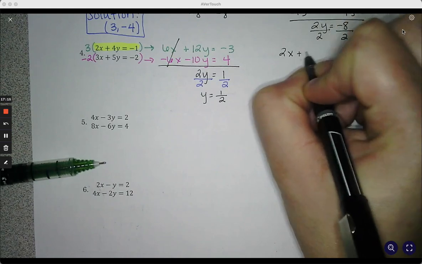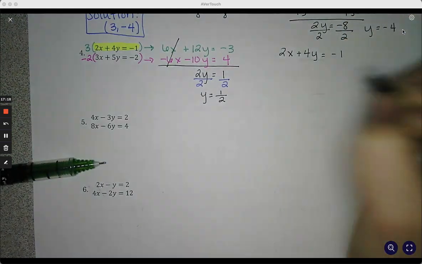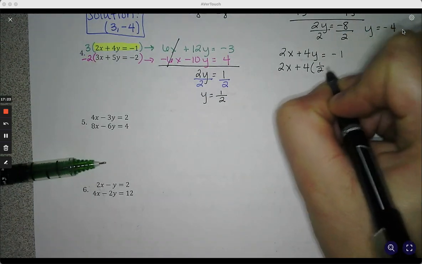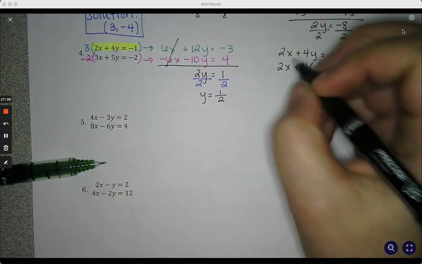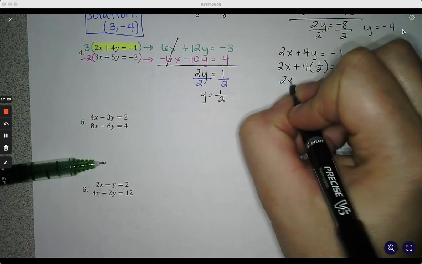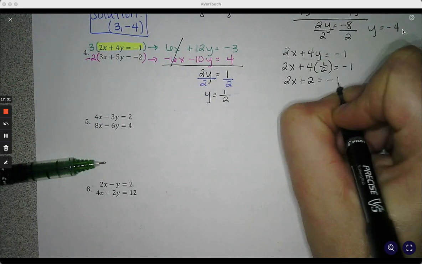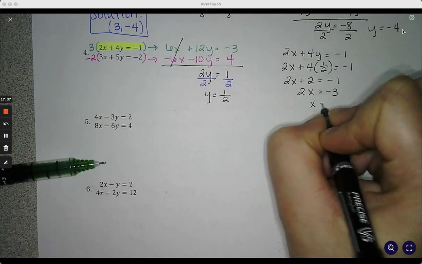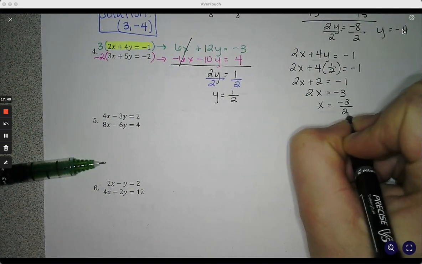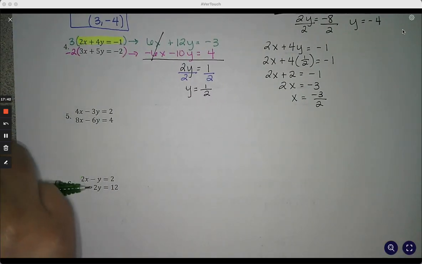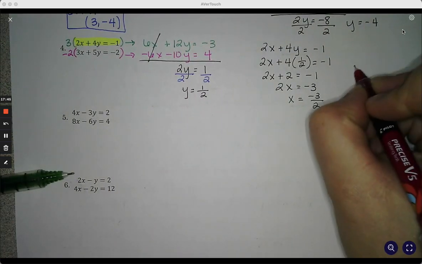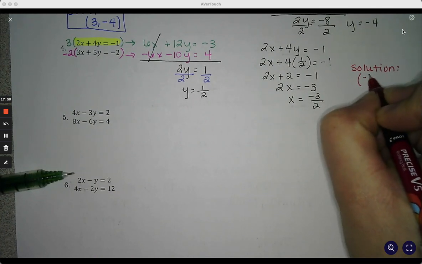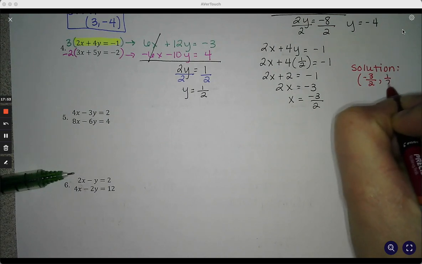So 2x plus 4y equals -1. So 2x plus 4 times 1/2 equals -1. So we get this 2x plus 2 equals -1. 2x equals -3. X equals -3/2. So our solution is -3/2, 1/2.